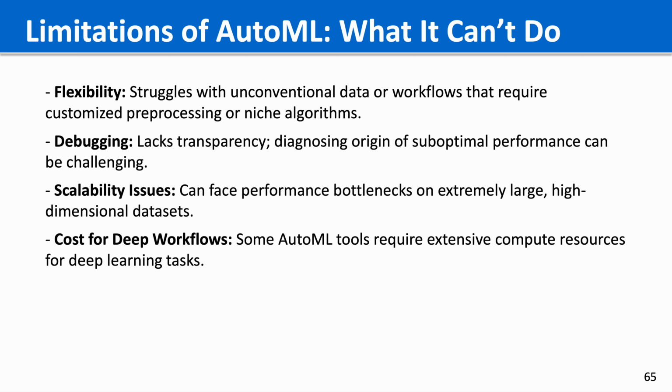Let me give you an example. Imagine you're working on a rare disease dataset. AutoML might struggle picking the right architecture unless it's been finely tuned for highly imbalanced data. Another issue: debugging. If the AutoML process doesn't converge or makes odd decisions, it becomes a black box.